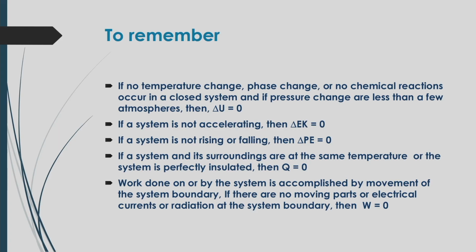Also, if a system and its surroundings are at the same temperature or the system is perfectly insulated, then no heat is supplied to it or coming out from the system. Work done on or by the system is generally accomplished by movement of the system boundary, and if there are no moving parts, electrical currents or radiation of energy at the system boundary, then the work will be equal to 0.